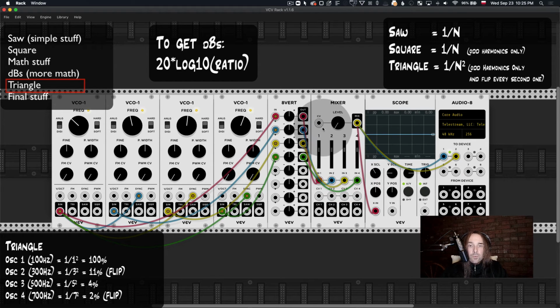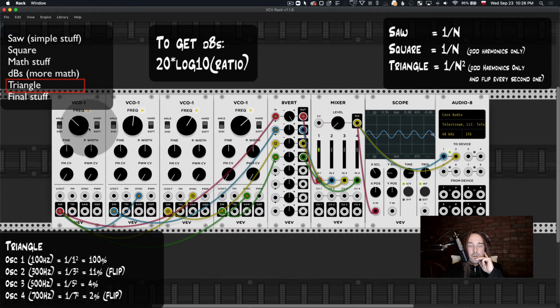So the triangle waveform, the formula is just like with the square waveform: we are skipping every second harmonic, so we're only using odd harmonics. So we need to set it up the same way as we set up the square wave: 100 fundamental, 300, 500 and 700. The only difference is the ratios will be different, and they will be actually flipped. So I'm going to illustrate that.